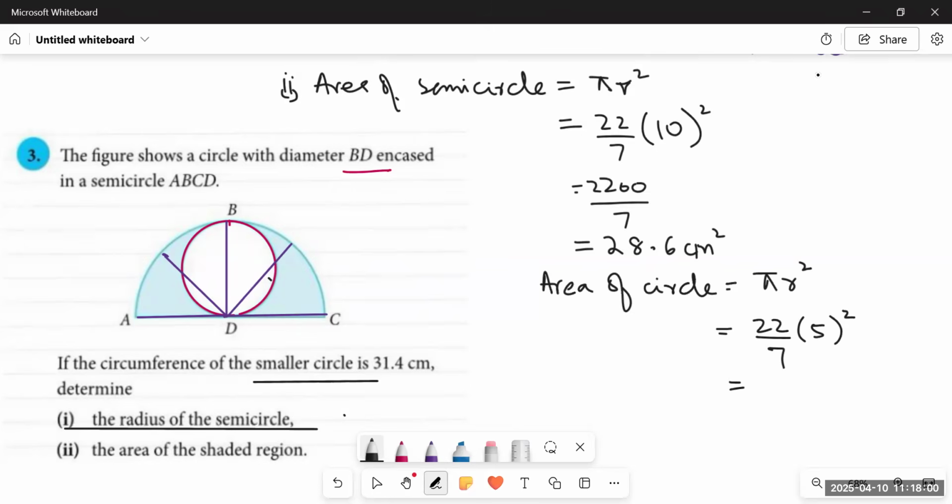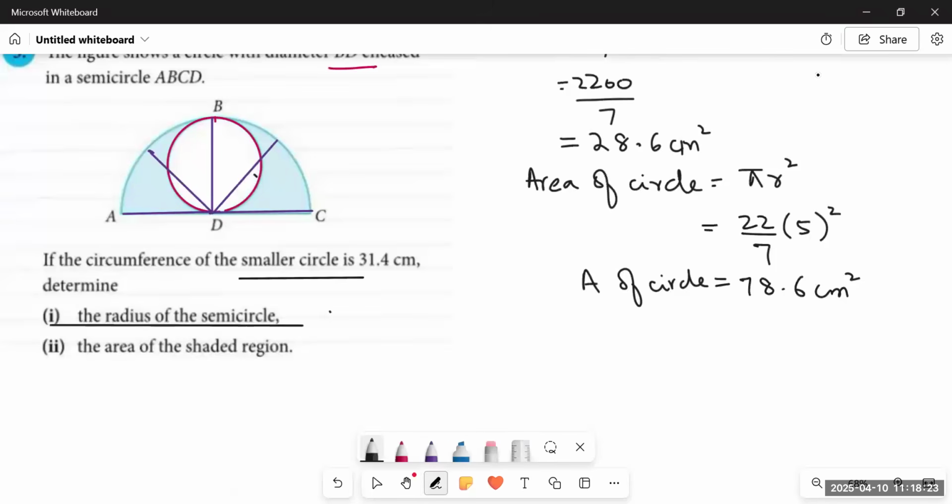So we will find the area using the radius as 5, which will be 5 5s are 25. So 25 multiplied by 22 is equal to 550. And then we will divide it by 7. So the answer would be 78.5, or we can say 78.6 centimeters square. So this is the area of the circle, right? Now, what do we have to do next? Very simple. Since we have to find out the area of the shaded region, and the shaded area doesn't include the area of the circle, we will simply subtract the area of the circle from the area of the semicircle.